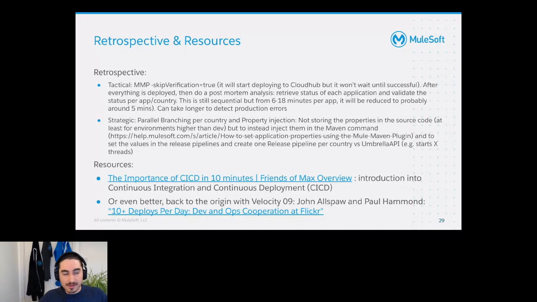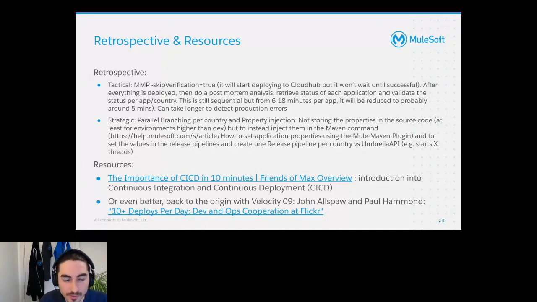My advice here, if you see this situation, is that there are some resources. That's the importance of CI/CD, a 10 minute video on Fresno Max. And there's something even more interesting, the Velocity 2009 conference talk from John Allspaw and Paul Hammond. This was extremely popular. It is referenced in The Phoenix Project by Gene Kim, and it's the "10 plus deploys per day: Dev and Ops cooperation at Flickr" talk.